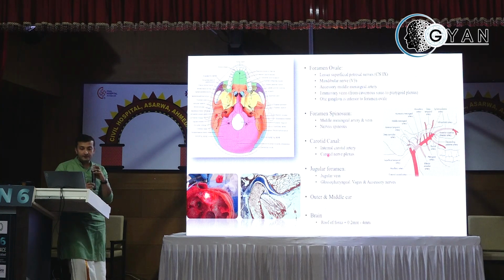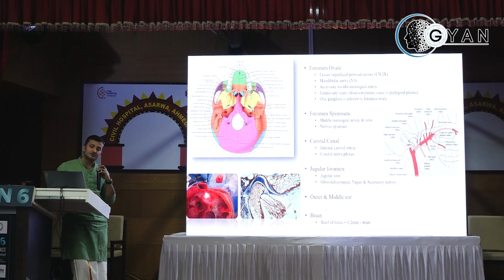And also, if you see this picture here, this tells you how thin the glenoid fossa is. The glenoid fossa is probably 0.2 to 1.5 millimeters in thickness. So you have to be very careful when you do an arthroscopy that you don't puncture into the glenoid fossa and enter the middle cranial fossa. So this image is to tell you how thin it is. And there are many blood vessels around the joint.